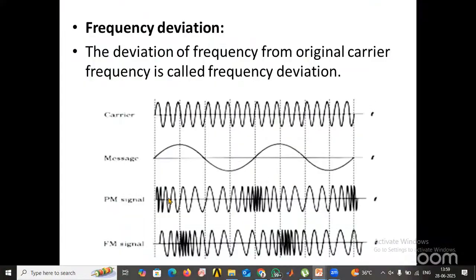In case of phase modulation, what is going to happen? The phase of the carrier continuously changes. FM కి PM కి తేడా ఇదండి. రెండు కూడా ఫ్రీక్వెన్సీ చేంజ్ అవుతుంది. బట్ ఇన్ కేస్ ఆఫ్ phase modulation, the phase of the carrier continuously changes.